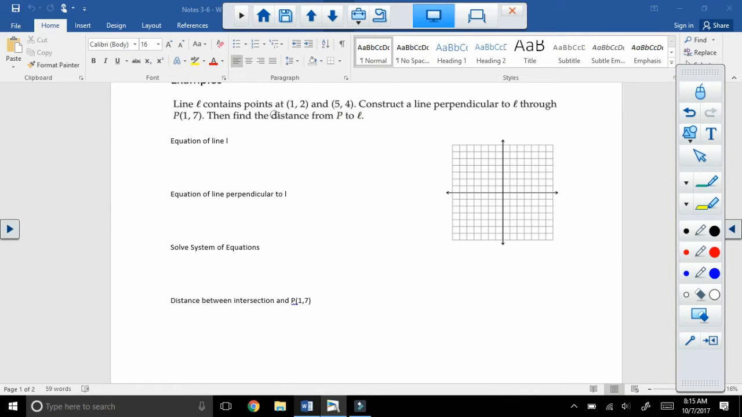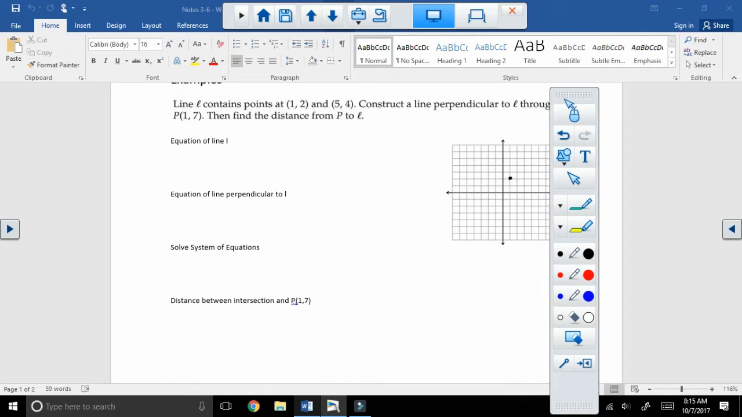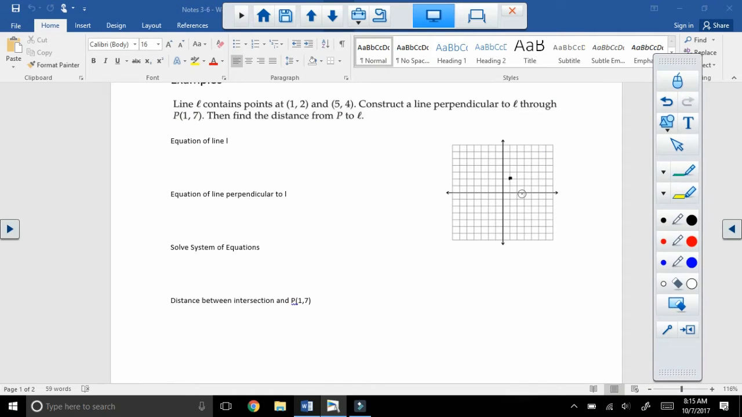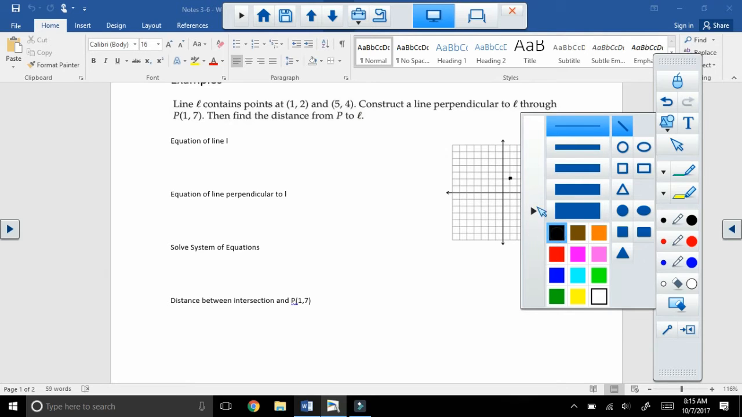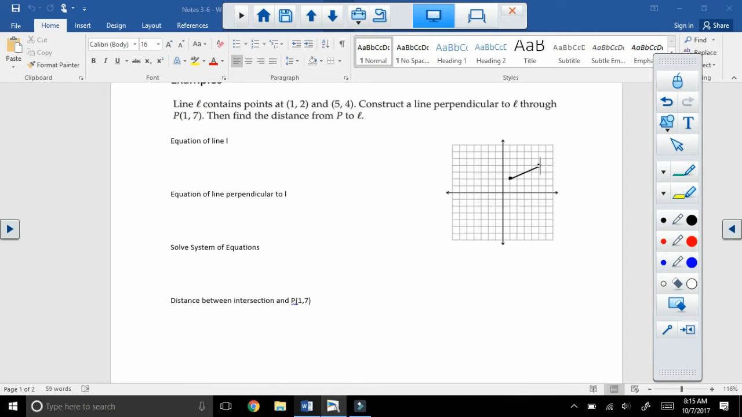It says that line L contains the points (1, 2) and (5, 4). So I'm going to put those points on the graph. Okay, so if those are the points on the line, I'm going to go ahead and draw in that line. And I probably should be extending that line so that you can see where it's going.